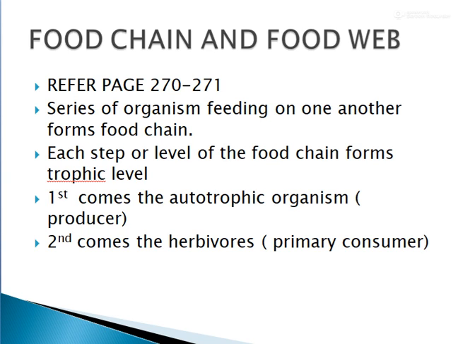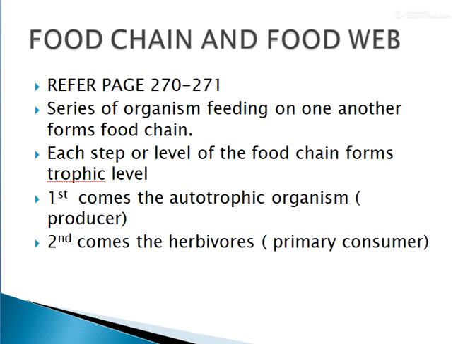The next topic is food chain and food web. Okay, for that you refer to page numbers 270 and 271. Let us have a look at what a food chain is and how a food chain is formed. A series of organisms feeding on one another forms a food chain. Suppose green plants are eaten by herbivores. Yes or no? The herbivore is eaten by, for example, a frog, and the frog is consumed by a human being, like that. Okay, this series we call a food chain.